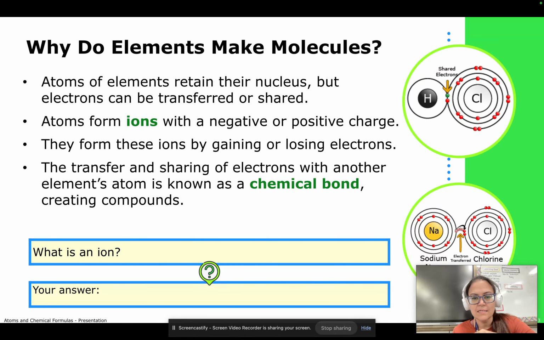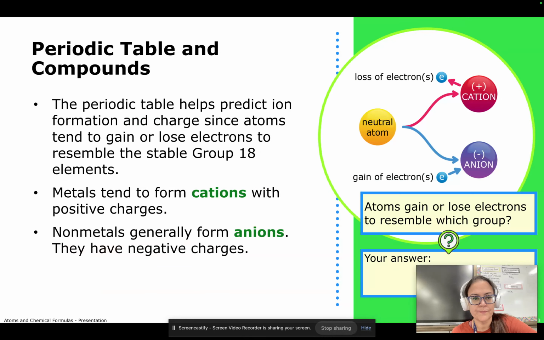Atoms form ions, with a negative or positive charge. We will talk more about ions and how they are bonded at the end of this unit. The transfer and sharing of electrons with another element's atom is known as a chemical bond, which creates compounds. So when we have two elements and they combine with each other to make a new substance, there's a bond that joins them together. Like I said, we will learn at the end of this unit there are two different ways they do that, and we'll talk about what those are in a week or two.